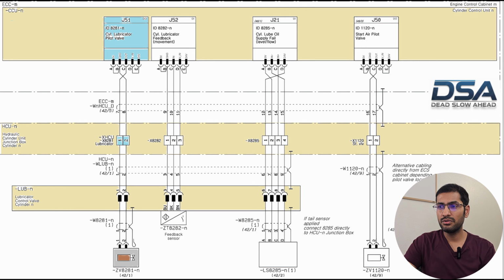So this is the CCU. At the top you can see this complete unit is the CCU, and from here you can see the slot number J51. The blue one is called the J51 slot. From the slot J51, the signal is coming via the hydraulic cylinder unit. In the middle of the section, you can see the hydraulic cylinder unit junction box. From J51, the signal comes via the HCU junction box directly to the cylinder lubricator solenoid valve of that particular unit. This is how the signal comes from a particular CCU.